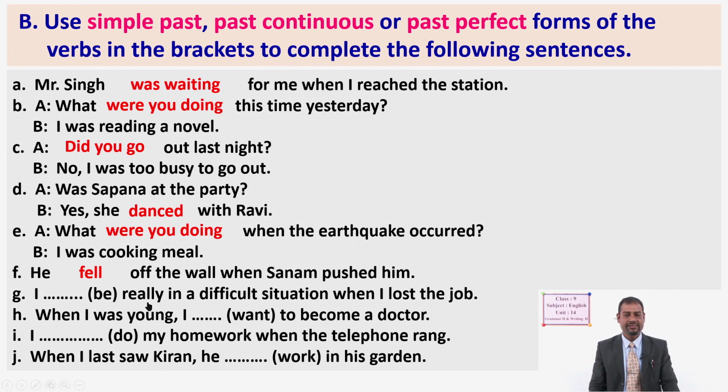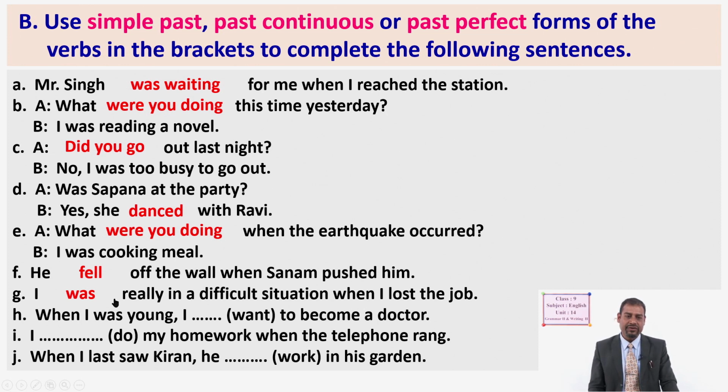I, dot dot dot, really in a difficult situation when I lost the job. Now here you have to find out the general action that took place in the past, and you have to supply the past form of the be verb. So what is the past form of be verb? Once again tell me please. All of you be confident while saying your answer. Yes, you are right. I was really in a difficult situation when I lost the job.